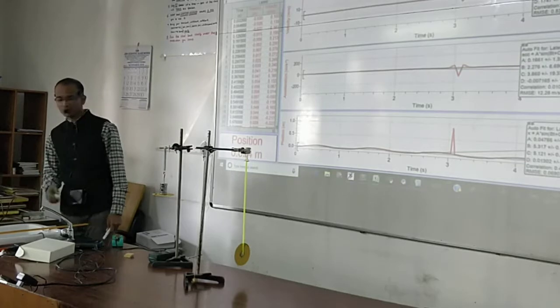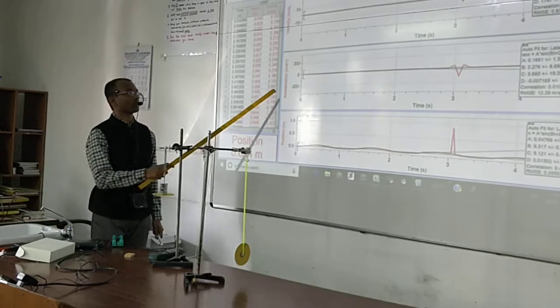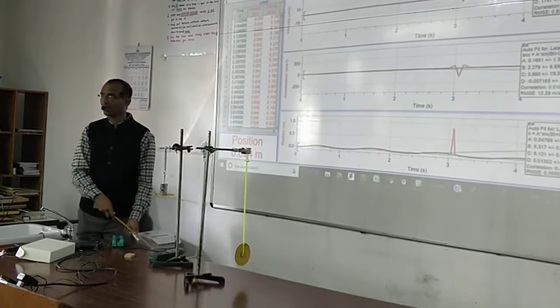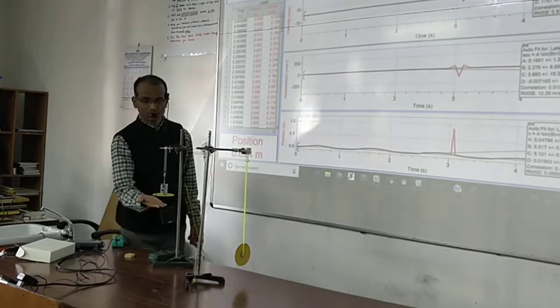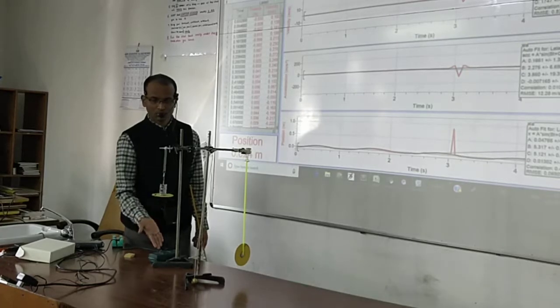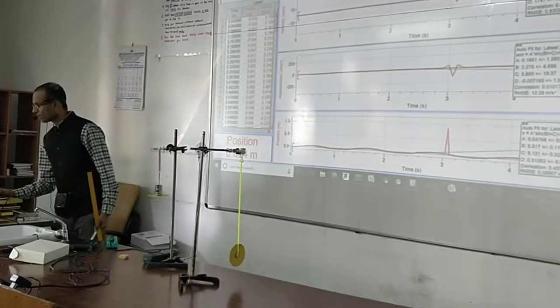Okay? Now simultaneously this sensor will plot the acceleration and velocity both with time. Okay? So now I set it into motion. And I will collect the data.